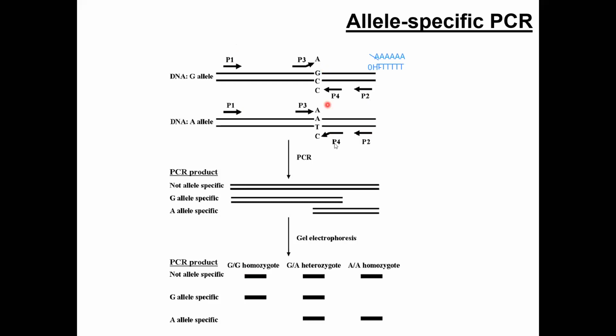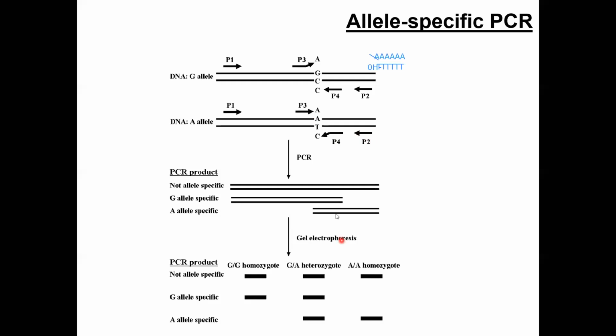Now, if you use the same P4 primer here, you have a band from P1, P2, that will be here. You have a band from P3 and P2, that will be here, okay? 1, 2. Okay, you have only 2 bands in this case, right? So again, you have 2 bands here.